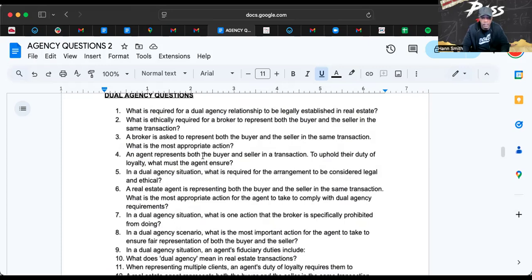When an agent represents both the buyer and the seller in a transaction, they uphold their duty of loyalty. The agent must ensure that neither party's confidential information is disclosed. There's no conflict of interest, and you're protecting the parties. You're not representing one more than the other, and you're not disclosing any confidential information.